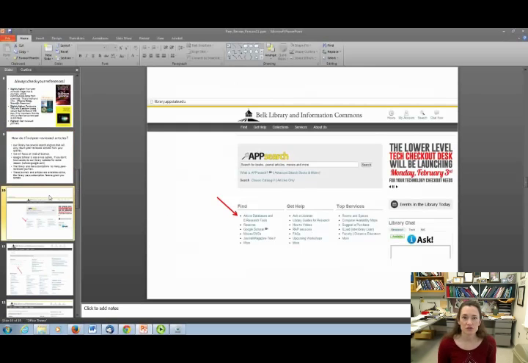Well, first of all, you go to library.appstate.edu, which is the library's homepage, and then if you want to search Web of Science for a peer-reviewed article, you go under Find, and you click on Article Databases and E-Research Tools, right there where I've highlighted in red. Okay? The article databases will lead you to the search engines, which can help you find the article that you want.